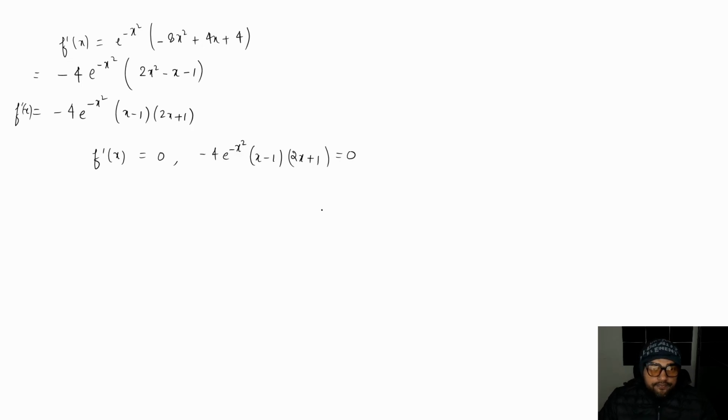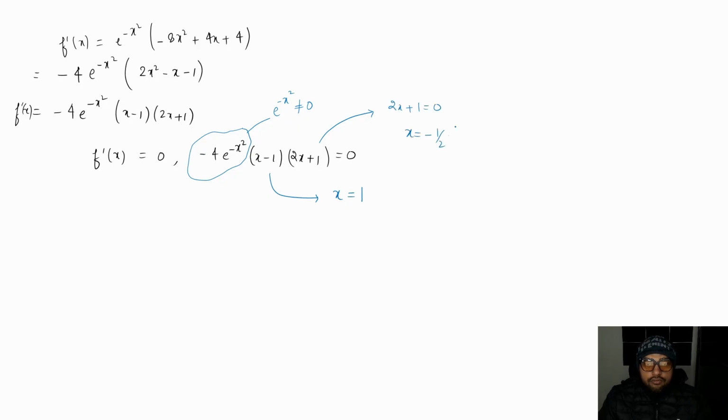From here, now I'll explain it to you, students. Negative 4 is a number, so no issue. For the exponential part, it can't be equal to 0. So e^(-x²) can't be equal to 0. It is already given in the question that one of the turning points was 1 and the other turning point we need to show. So we have already shown here, student, that x minus 1 equals 0. So from here we'll get x equals negative 1 by 2, which they have asked us to show.